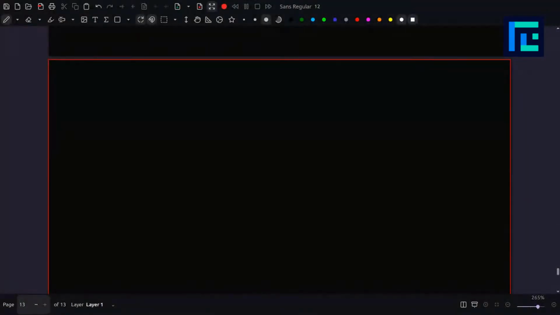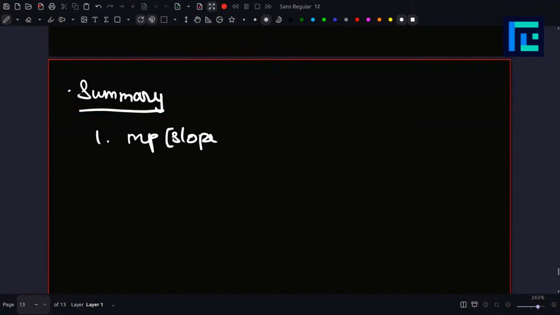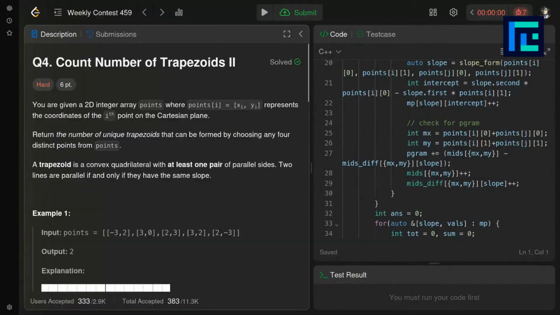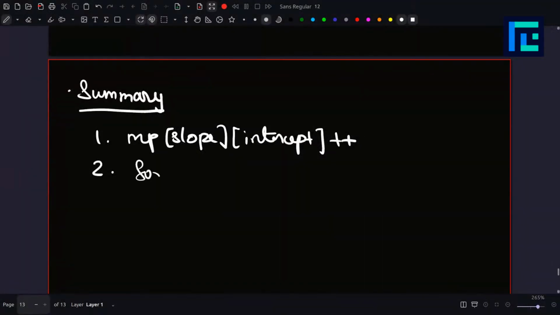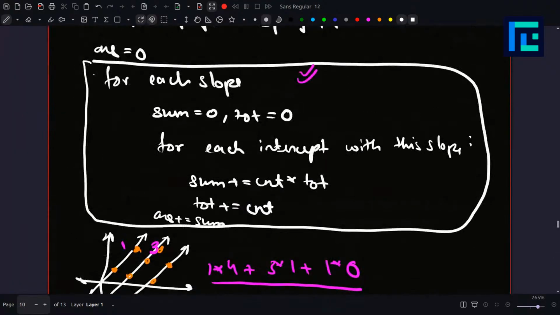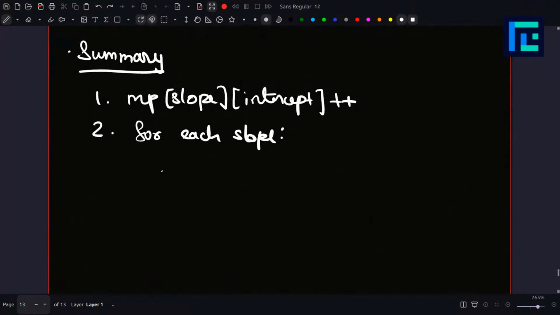So let me just summarize the approach. There are some technical details also for the approach. Summary. The first thing we need to do is group by slope. So map of slope. We also need to find their intercept. For each pair of points, we find the slope and intercept and increase it. The second thing we need to do is pair them up for each slope. For each slope, we keep track of it, so the intercepts must be different, right? We do this code same as problem B. So we have that logic, basically sum and total logic.